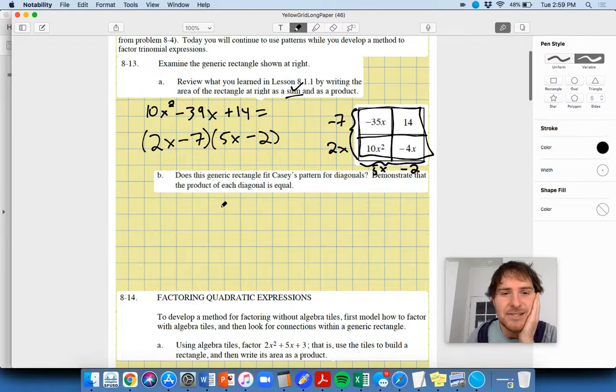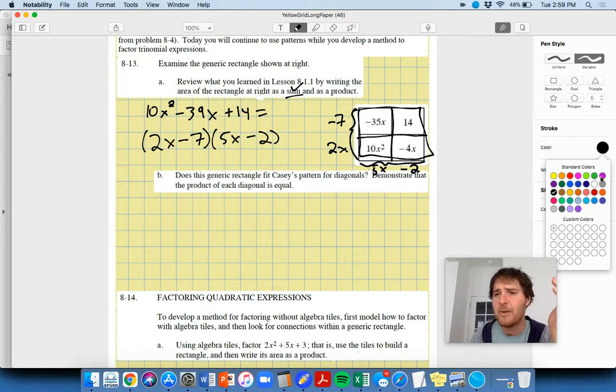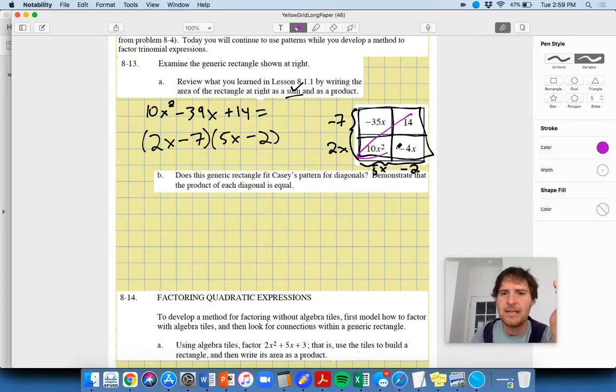It says here, does this generic rectangle fit Casey's pattern? Demonstrate that the product of each diagonal is equal. Remember, that was Casey's pattern. I take 10x squared times 14. 10 times 14 is 140. X squared times x to the zeroth power, which is just 1, so x to the zero times x squared. 2 plus 0 is 2, so I just have an x squared. 140x squared for that diagonal.